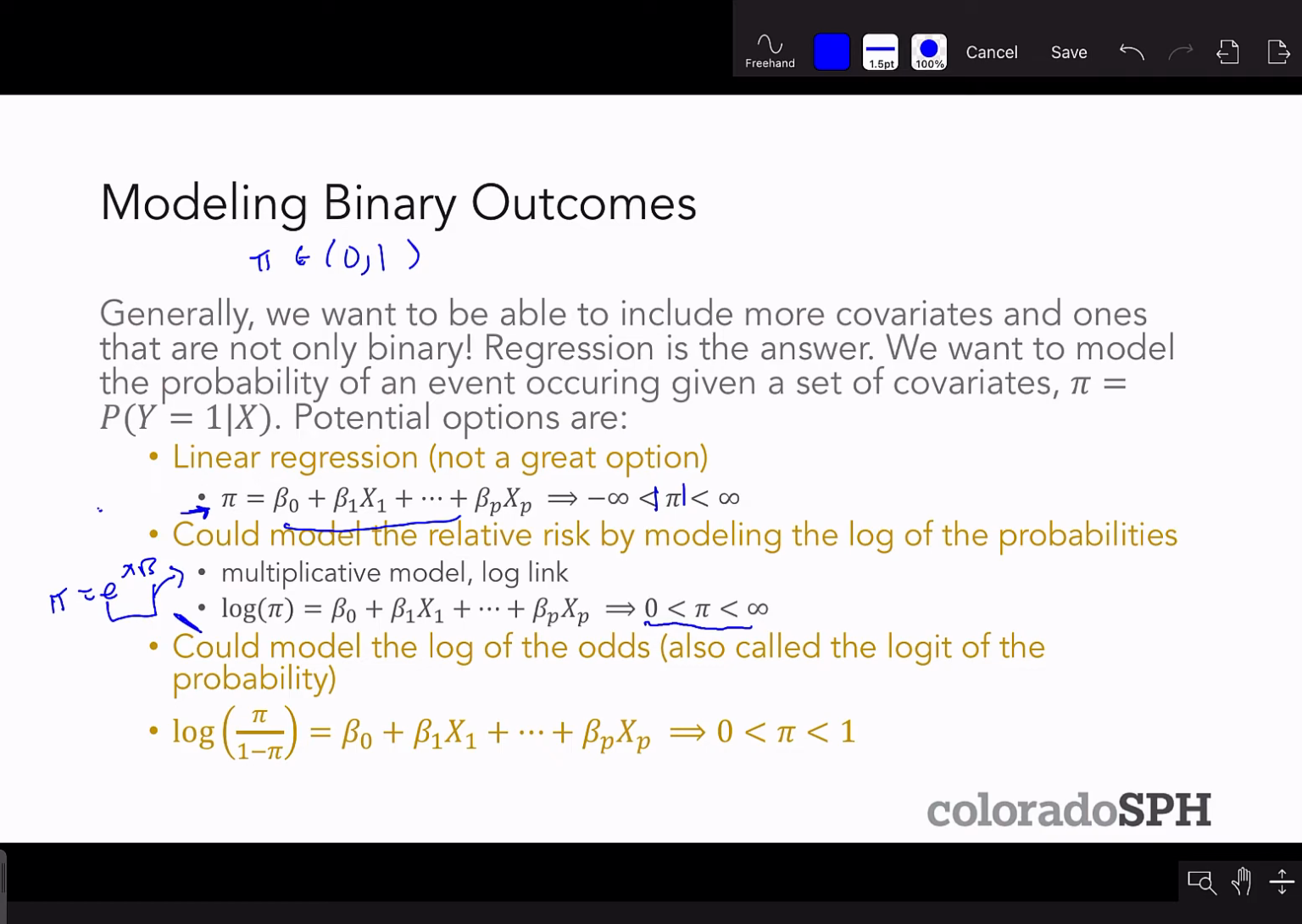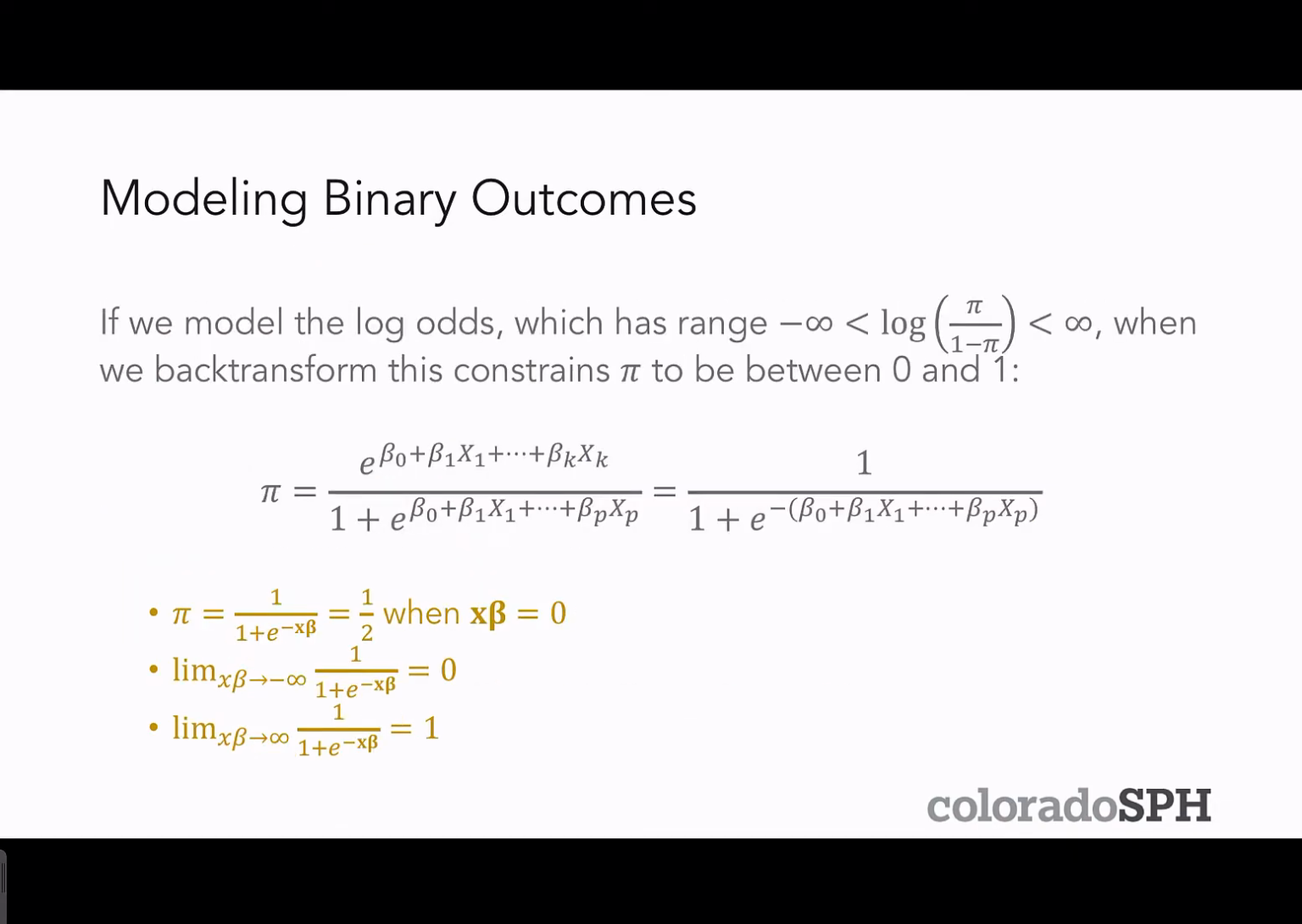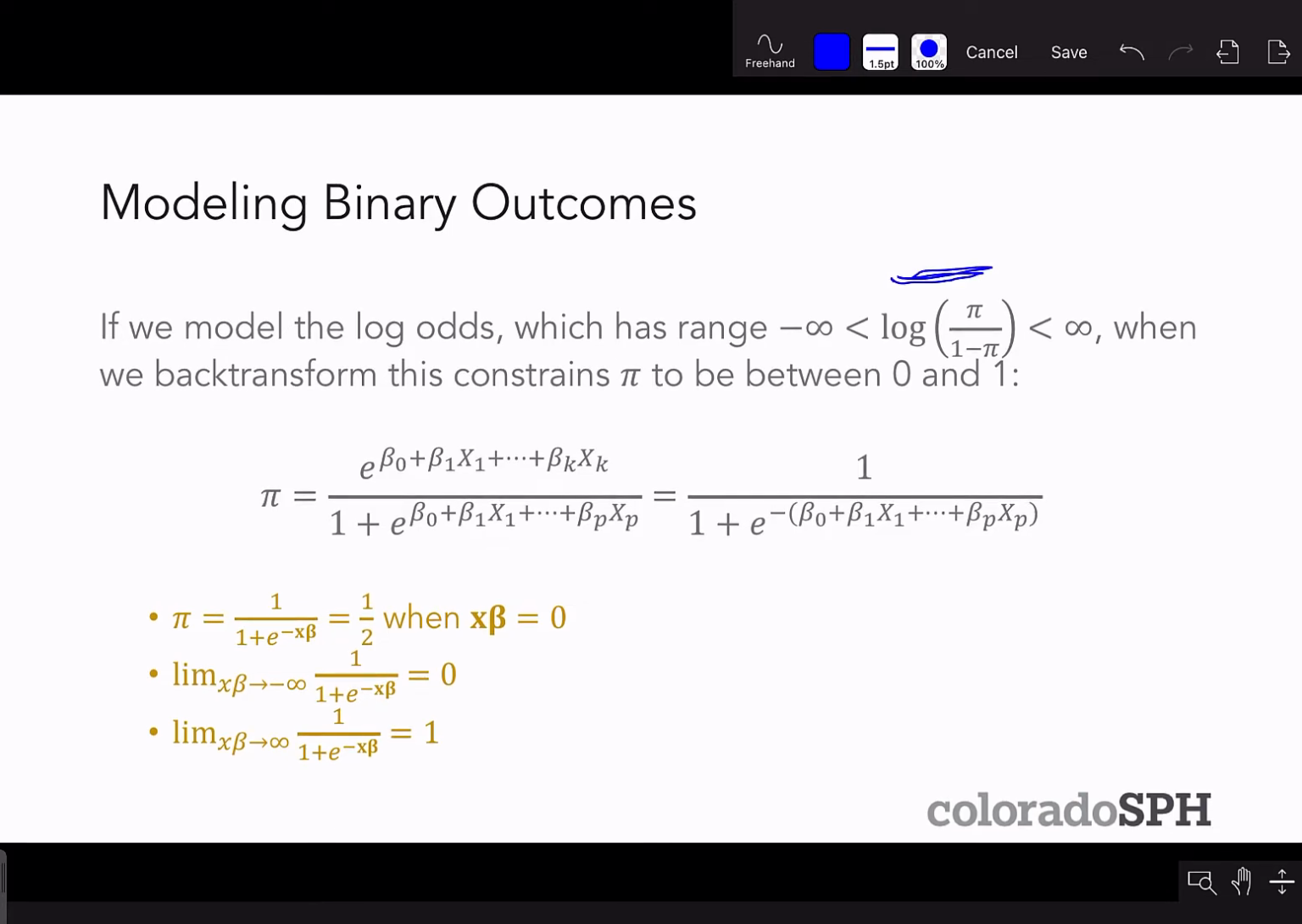Or finally, you can model the log of the odds, also called the logit of the probability, which you've seen already and is given here. And this is what ends up working out great, because now we actually have pi in a range from 0 to 1. The log odds has a range from negative infinity to infinity, which is why it matches up with your x beta values, which can be from negative infinity to infinity as well. So if we model the log odds, when we back transform, this constrains pi to be between 0 and 1. And it's good to work through the algebra to prove this to yourself.